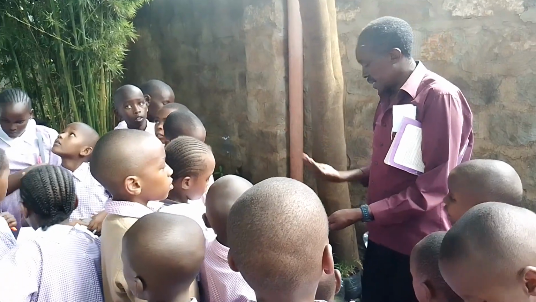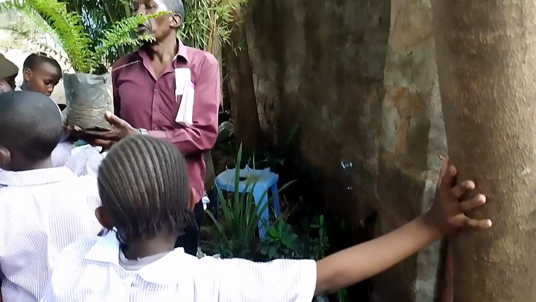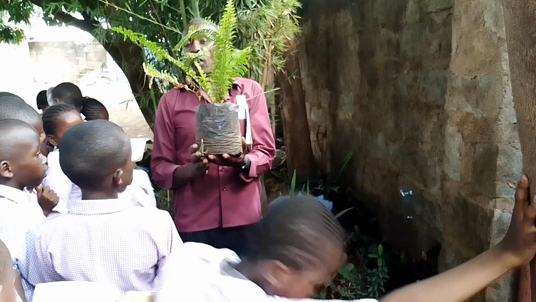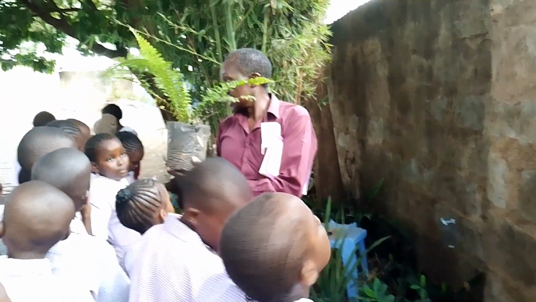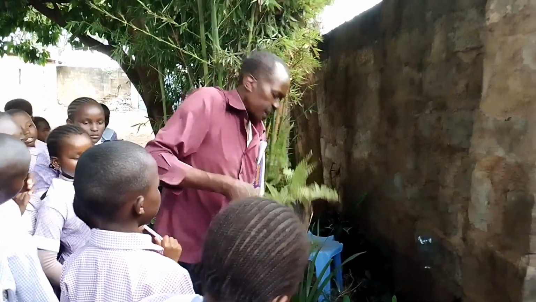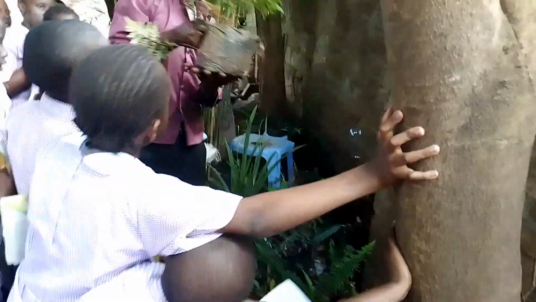And we call fern an example of a plant that is non-flowery. It does not give you flowers. Have you seen it? And here I have many types. I have this one. I also have another one here. The difference is actually the size. You even have a bigger one here. All these are ferns. They are all non-flowering.